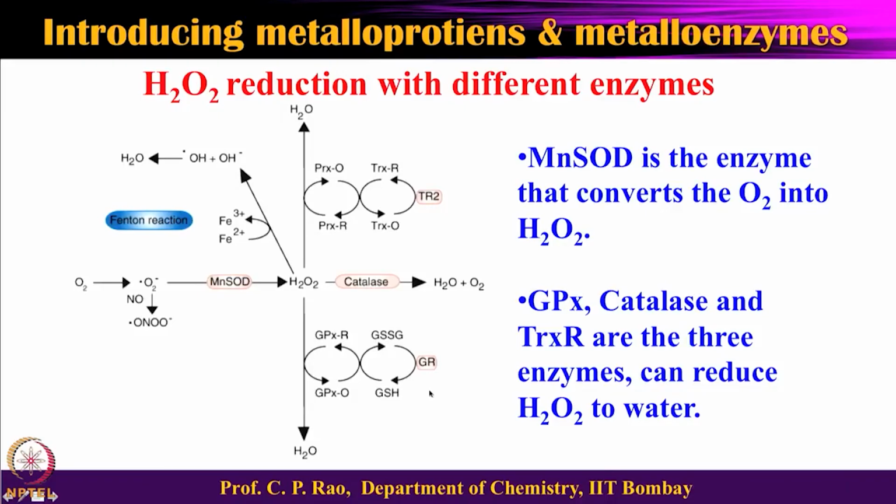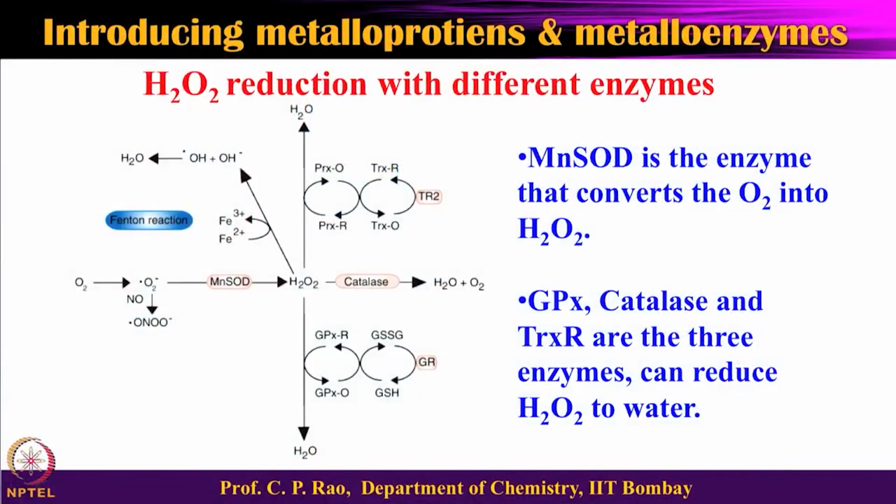GSSG is the glutathione oxidized form: two glutathiones joining together through sulfhydryl functions and forming a disulfide bond. So, SOD is for removing the superoxide, and catalase, glutathione peroxidase and TRX reductase are all enzymes which convert H2O2 into water. We have already studied the catalase part when we were in the manganese story. Now, we will study the glutathione part of it, as glutathione peroxidase.